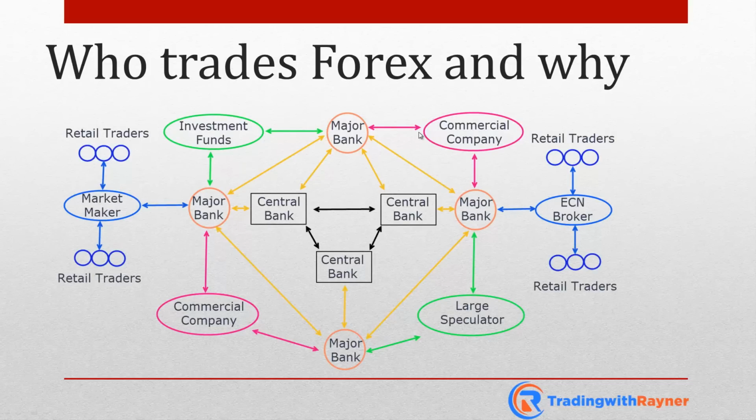As you can see over here, this is roughly what the network of the forex market looks like. In the center, the ones who do the bulk of the transactions are central banks and the major banks. Then you have the investment funds and corporations who are trading with the banks, and finally retail traders like you and me, who trade in the market as well.